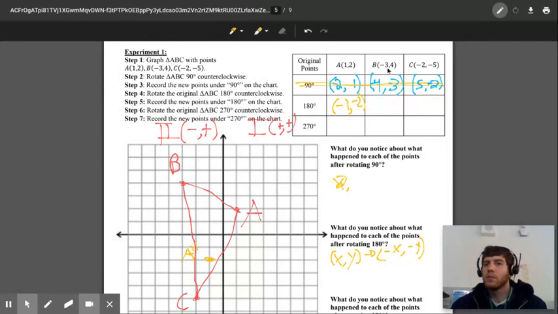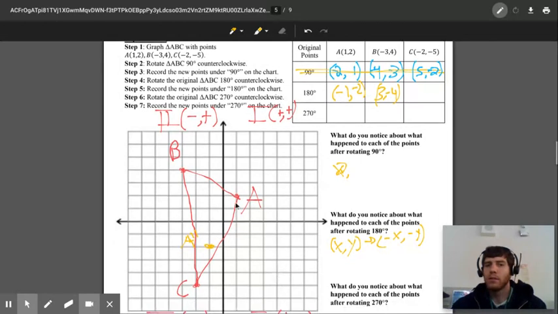So again, just change the signs here. This is going to become 3 and then -4. So again, B is in quadrant 2. So if you go 180, it should end up in quadrant 4, right? So go halfway around. So we're at 3, -4. So there's B prime.